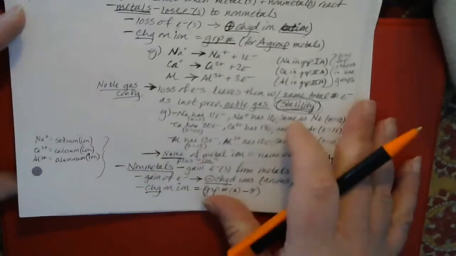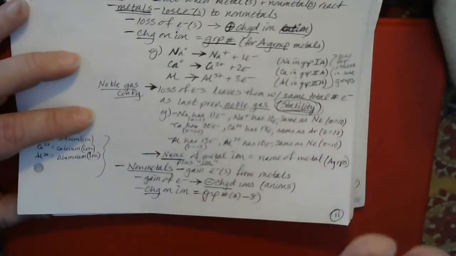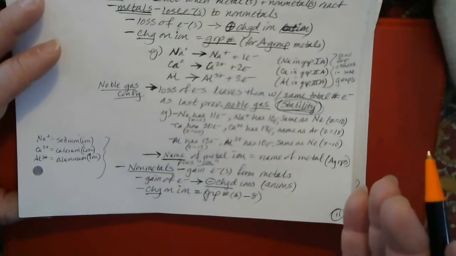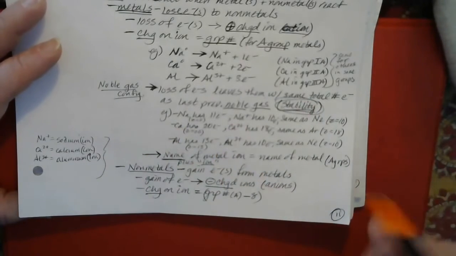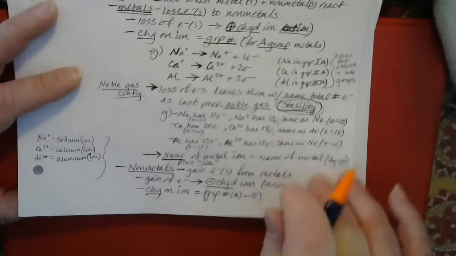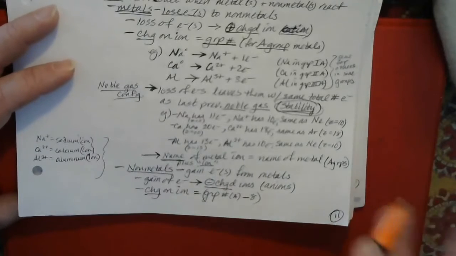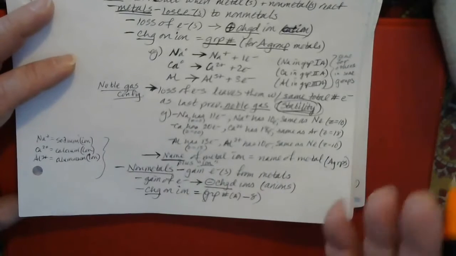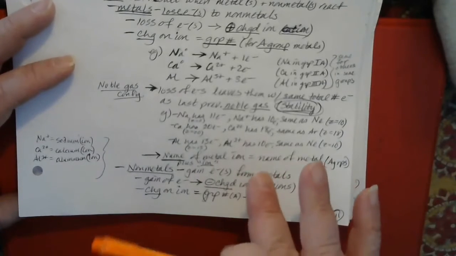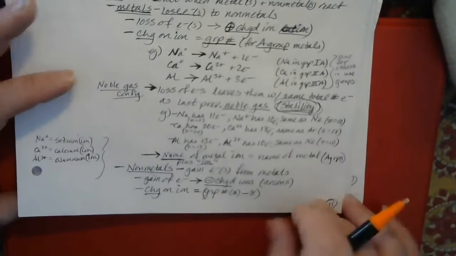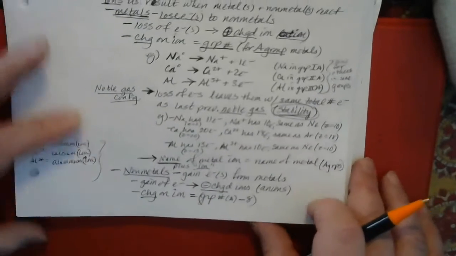With the main group metals, they only ever form ions with a single charge. So sodium, being in group 1, always forms +1 ions, and the same with all of the other elements in group 1A. And calcium, being in group 2, always forms ions with a +2 charge, as do the other elements in group 2A. And aluminum always forms ions with a charge of +3.